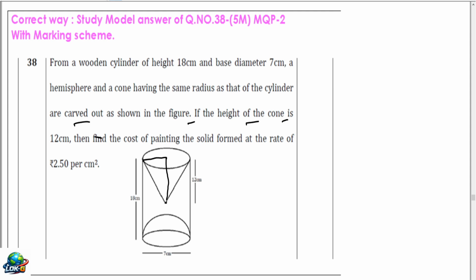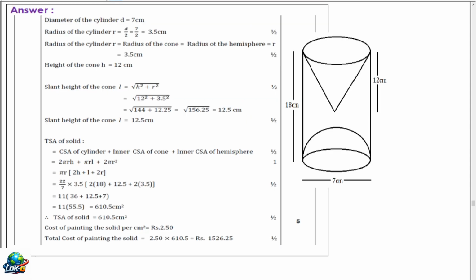I'll draw the diagram. This is the center of the hemisphere. If the height of the cone is 12 centimeter, then find the cost of painting the solid formed at the rate of 2 rupees 50 paise per square centimeter. You have to find out. This is a problem on surface area. Let us look at the diagram and analyze it.